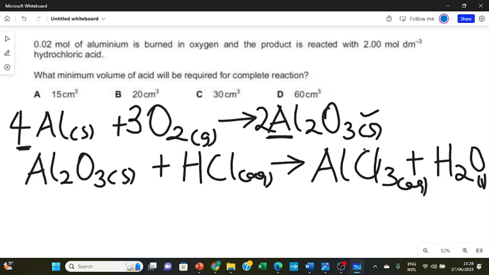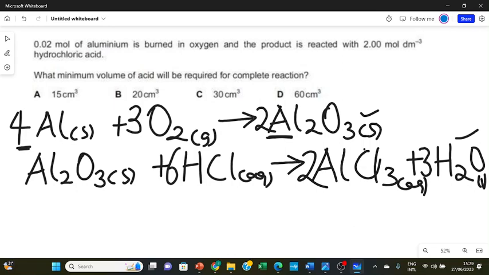So the next thing we have to do is to balance the equation. Make sure that the equation is balanced. So let's balance the equation. Aluminum is 2 here, so we put 2 here. Aluminum is balanced now. Then oxygen is 3 here, so we put 3 here. Oxygen is balanced. The hydrogen is 6 here, so we put 6 here. Hydrogen is balanced. Chlorine is 6 here and 6 here. So the equation is balanced.